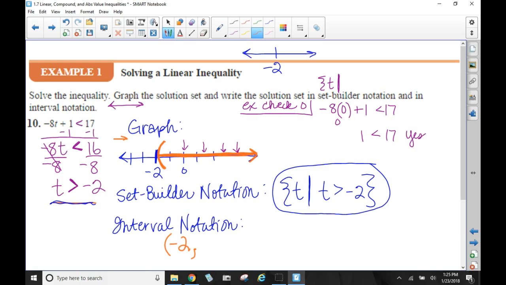Then you put a comma and you say what's the largest value that is included in this set. Big, huge numbers, okay? So we're going to put the symbol of the idea of the largest possible number, and always a parenthesis by infinity or negative infinity. Because you can't actually include the number infinity because it's not actually a number. It's just the idea of the largest number. So parenthesis, negative 2, comma, infinity is our solution set written in interval notation.